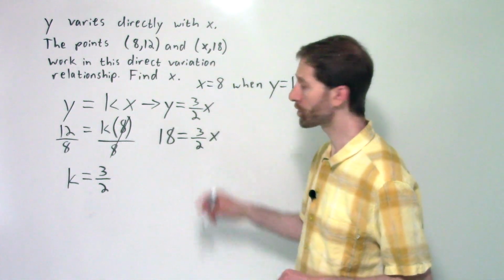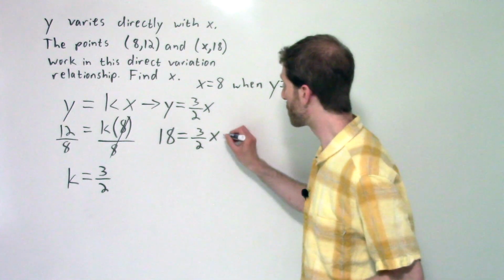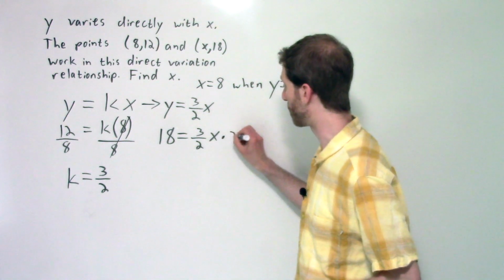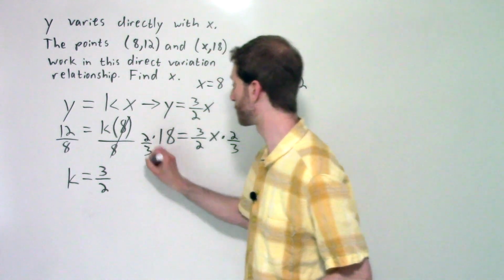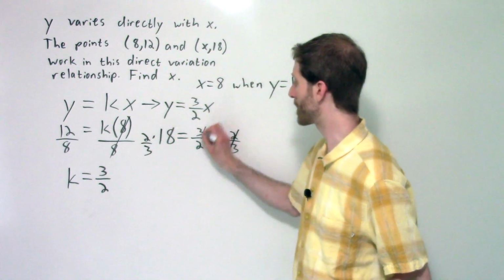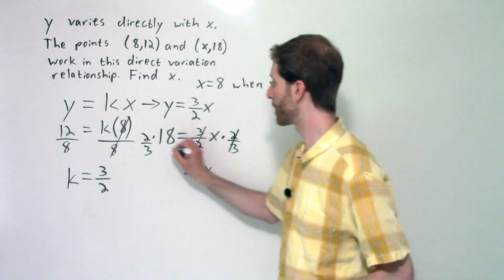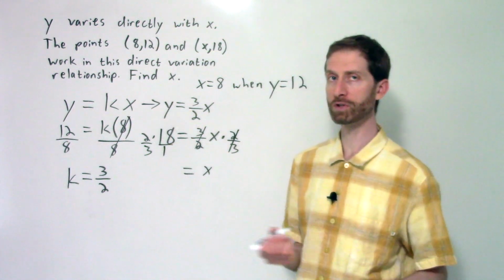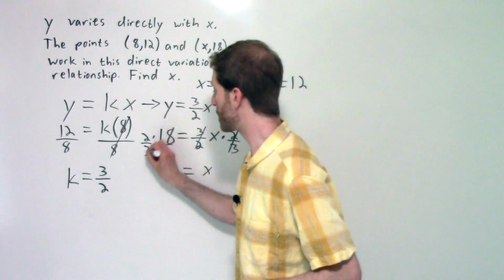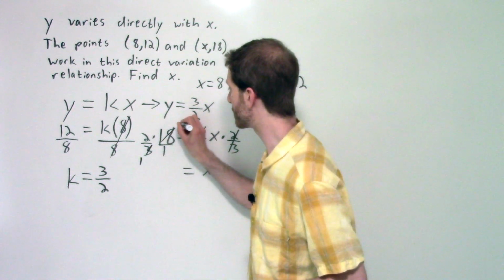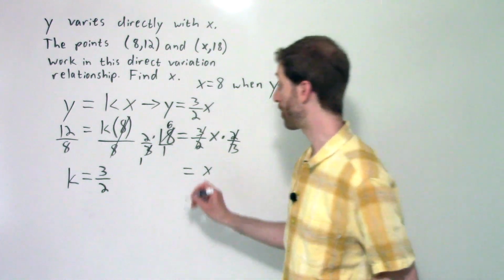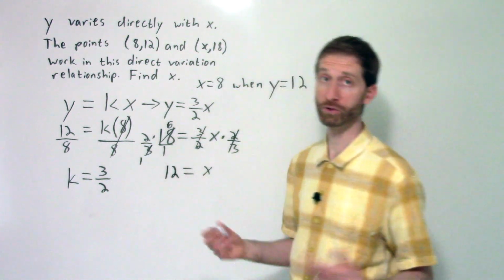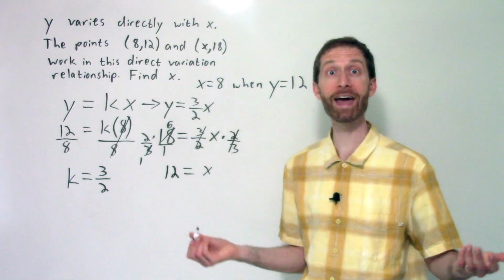So to undo multiplication by a fraction, we multiply both sides by the reciprocal, 2/3. So I have to do the same thing to both sides. 2/3 times 3/2 cancels out, leaving us with x. And 18 over 1, if it helps you to simplify, we can do it that way. 3 goes into itself once and into 18 6 times. 6 times 2 is 12 over 1, which is just 12. And that's it. Hey, we found x.